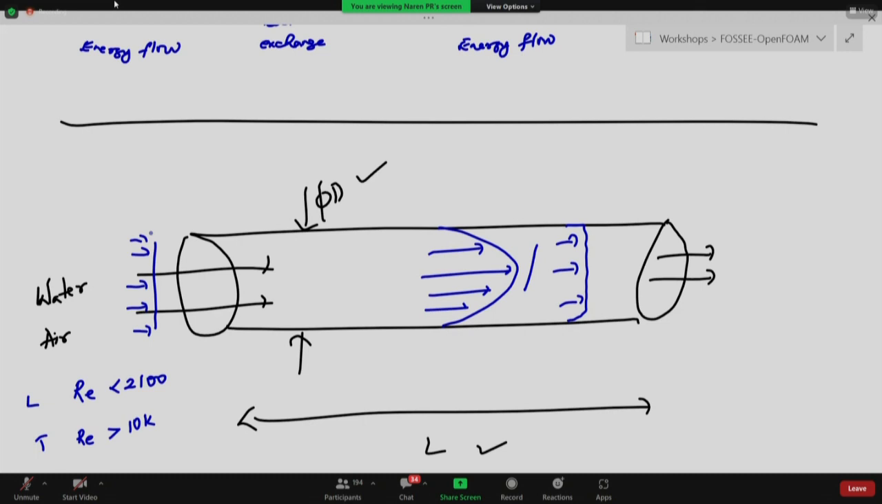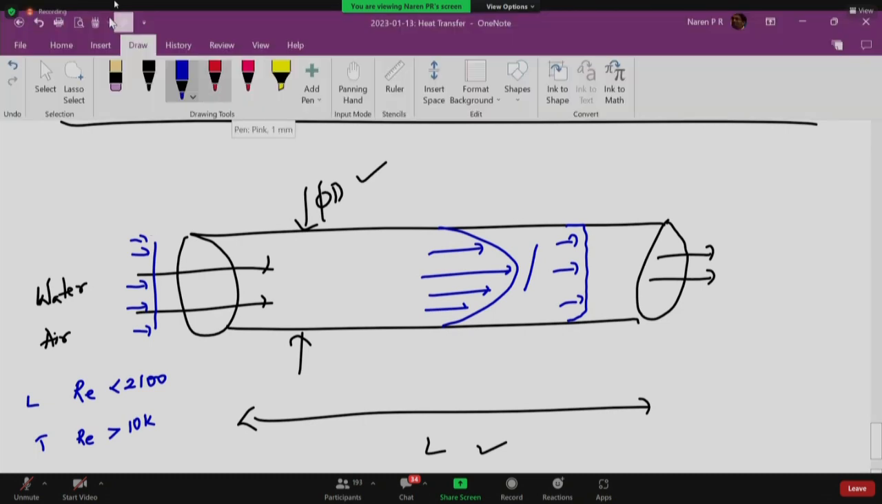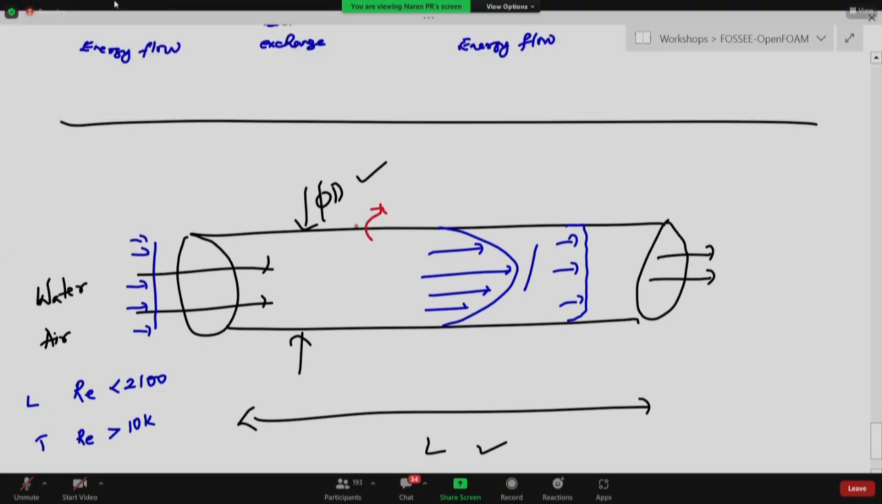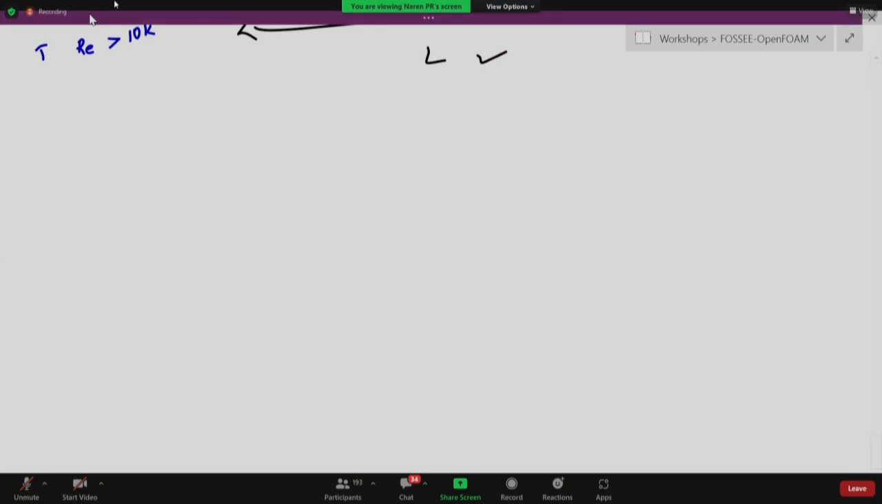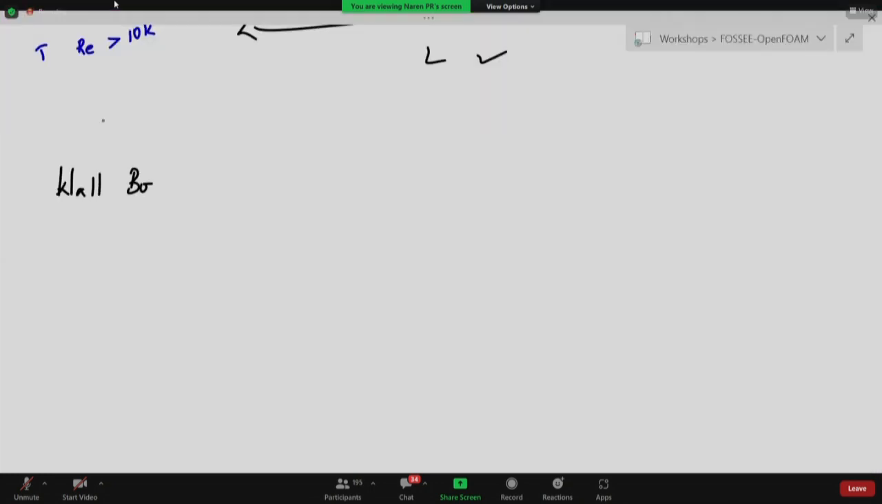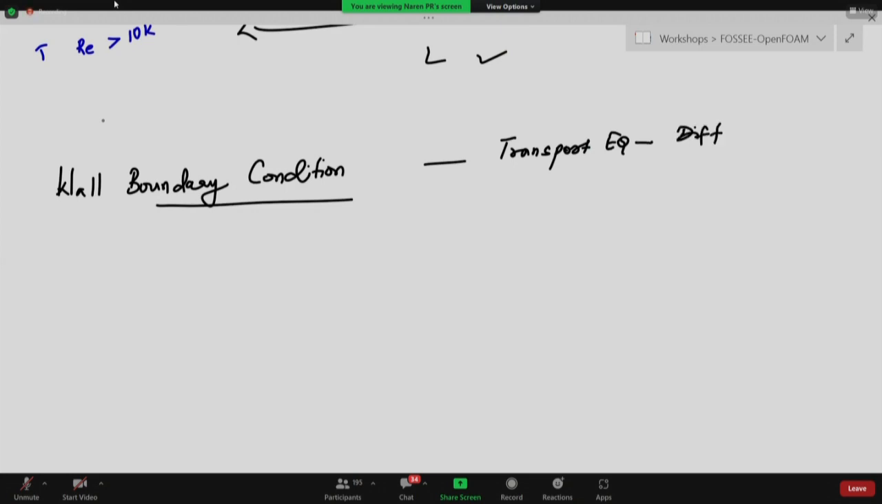Now, in the same problem, all we have to see is what will happen if there is heat transfer through the walls. That means we are more specific about the wall boundary condition. Now, why are we worried about boundary conditions? Because you should know that all our transport equations are differential. We have written them in the Eulerian control volume approach, so you will end up with a differential equation. Now, to solve a differential equation, you need a boundary condition.